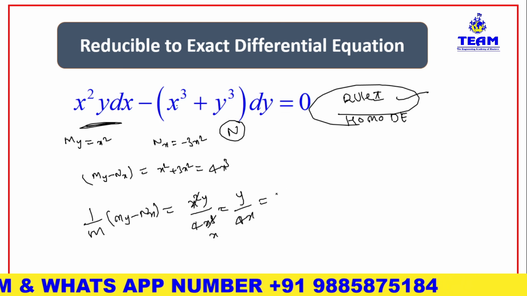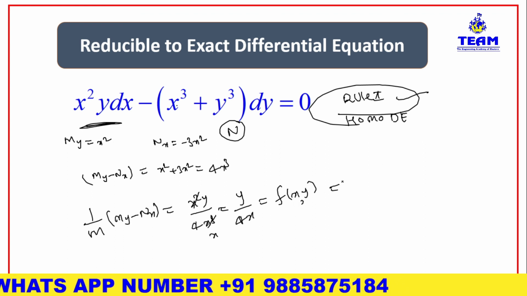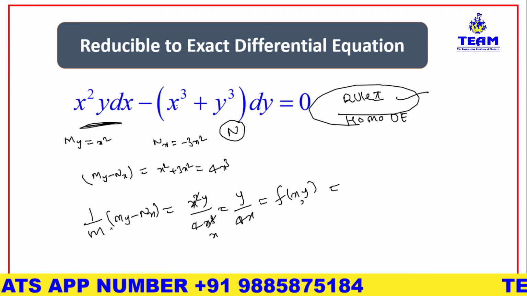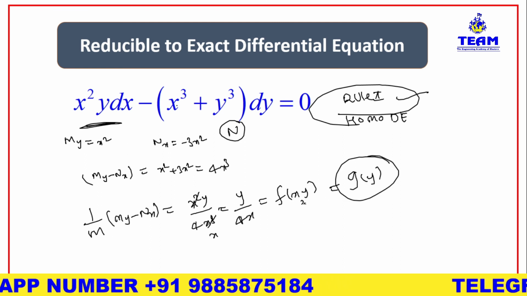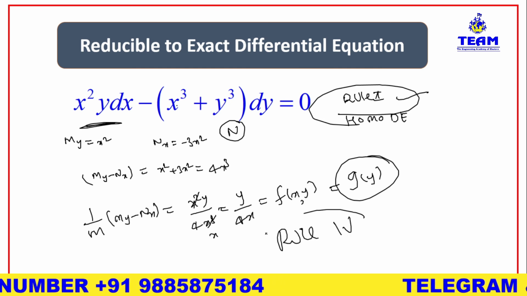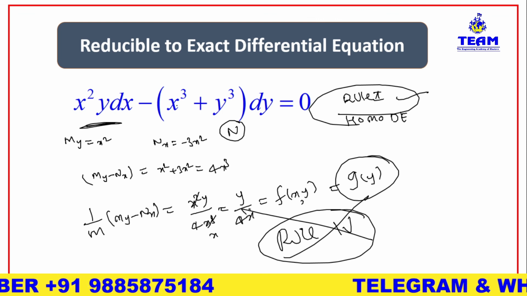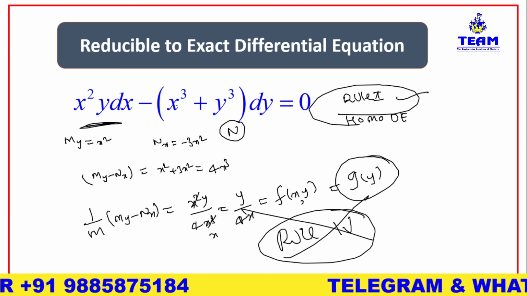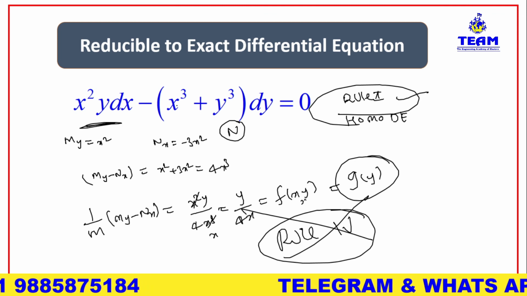So friends, here you observe. This is a function of x comma y. If you divide with 1 by M, it should get G of y, meaning in terms of y alone. But here you have both x comma y. So can I apply rule 4? No. Is it clear, friends? If you have only a y term, you can apply. But here you have an x comma y term. That is the reason you cannot apply.